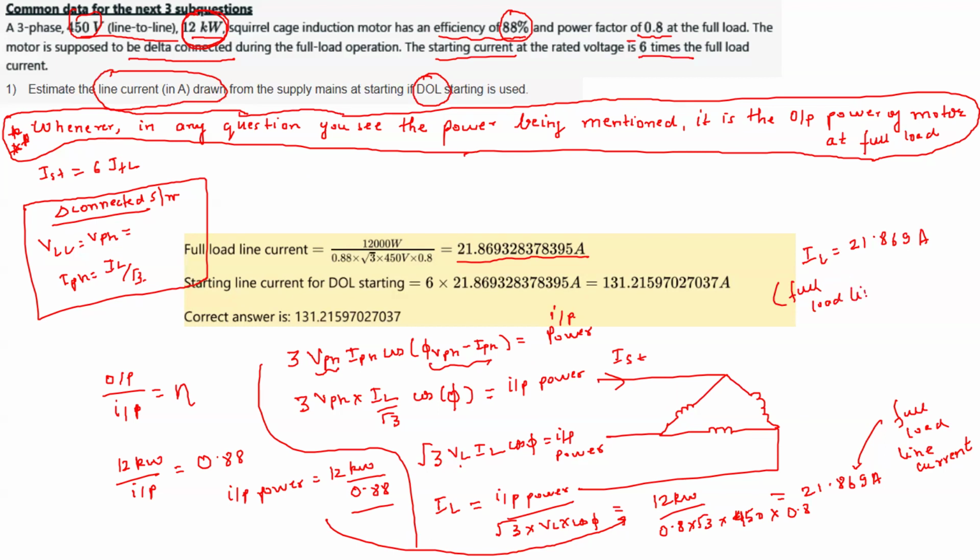Now in the question, what they have said is the starting current, so you read this statement here. They have said that the starting current at rated voltage is 6 times the full load current. So starting current is 6 times the full load current. Okay, so this is full load. So this will be how much? 6 into 21.869, which will give you 131.2159. Okay. Is this question clear?